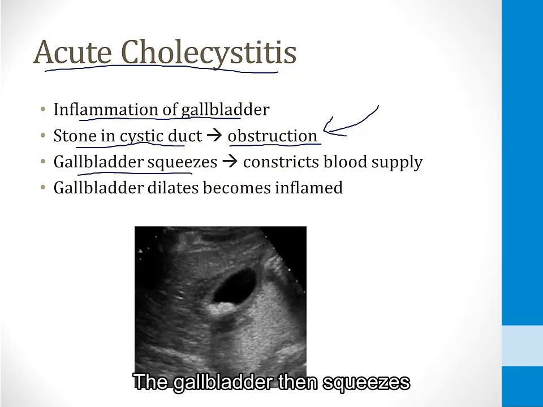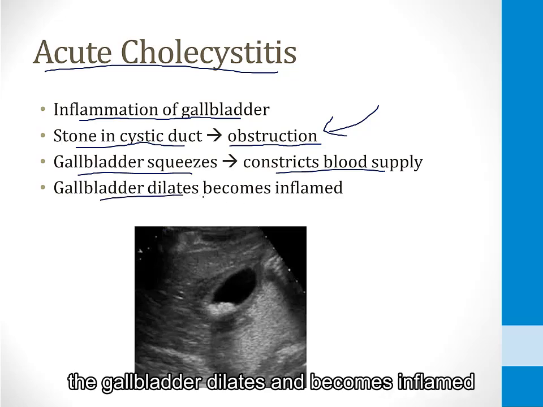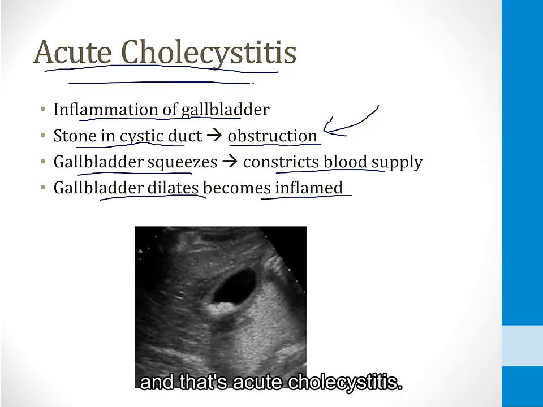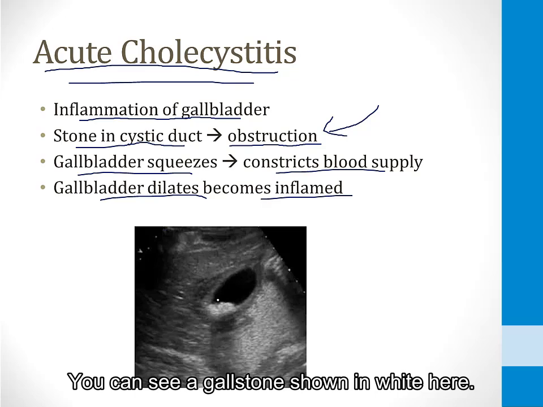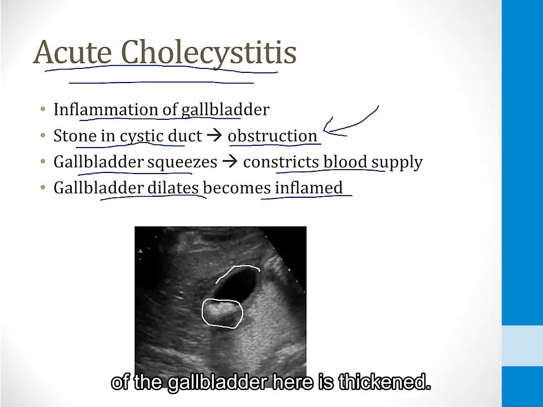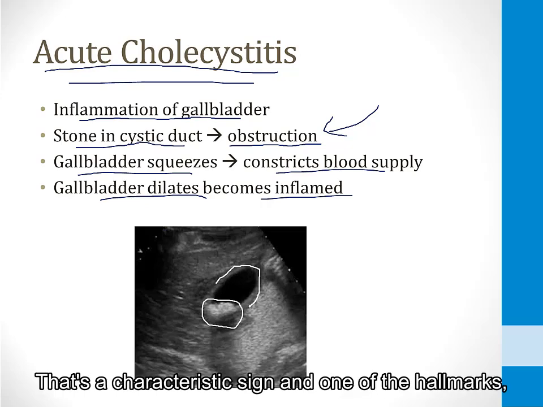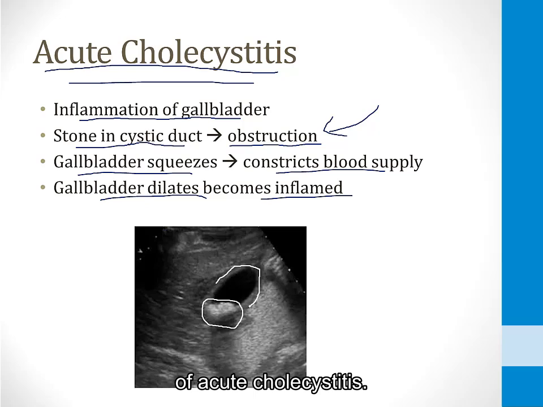The gallbladder then squeezes and constricts its blood supply, and this leads to ischemia. As a result, the gallbladder dilates and becomes inflamed, and that's acute cholecystitis. This is an ultrasound of the gallbladder shown on the screen. You can see a gallstone shown in white here. You can also see that the wall of the gallbladder here is thickened. That's a characteristic sign and one of the hallmarks of acute cholecystitis.